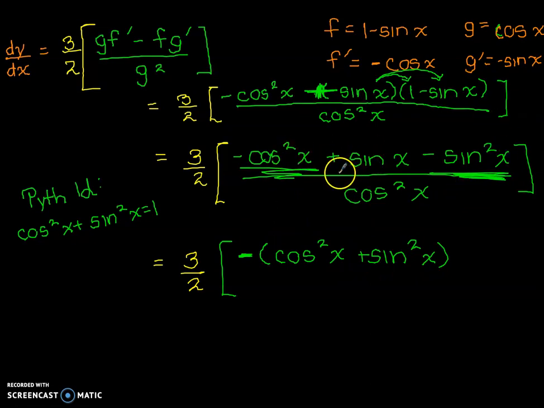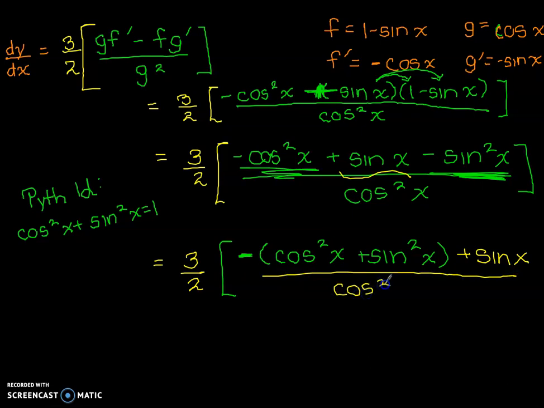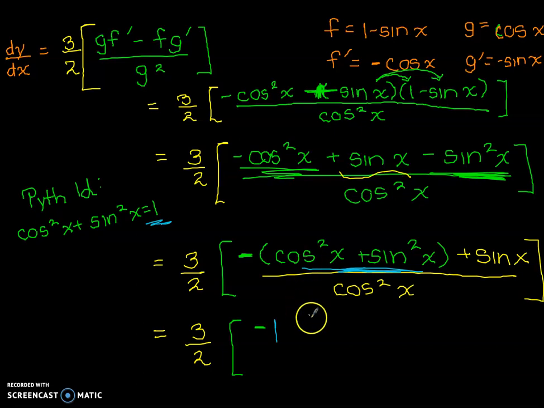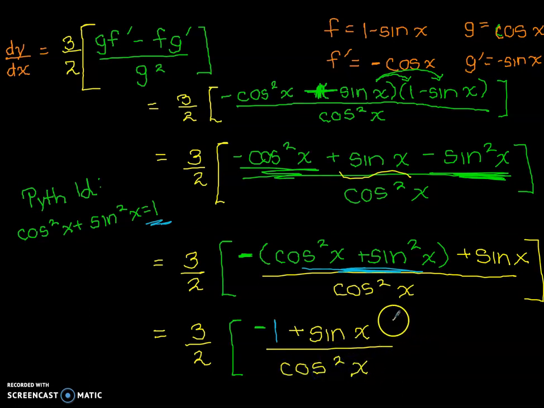Now, everything else I'm just going to bring down. That plus sine of x I'm going to bring down. That cosine squared I'm going to bring down. And now I'm going to start changing things. So, bringing down the negative, I know that cosine squared plus sine squared, because I manipulated it to be together, equals 1. So I have negative 1 plus sine of x over cosine squared. Okay.